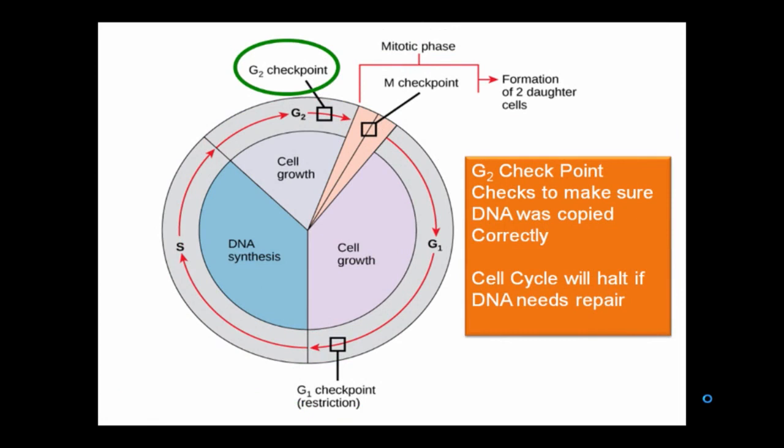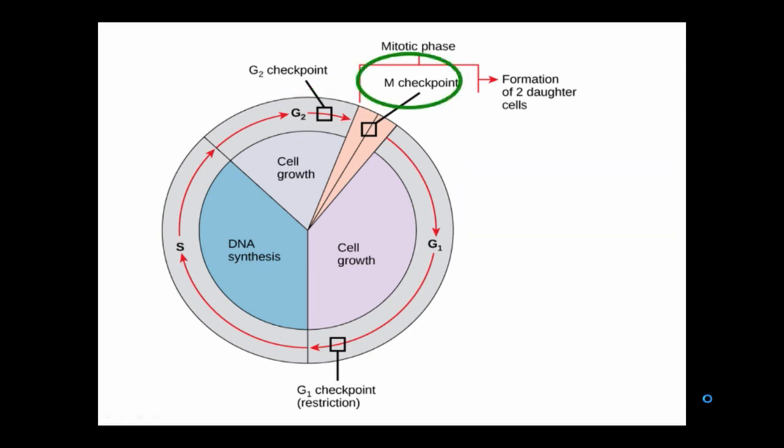G2 checkpoint, this is going to make sure that the DNA was copied correctly. Once G2 is passed, then mitosis must be completed. The cell cycle will halt if the DNA needs to be repaired.